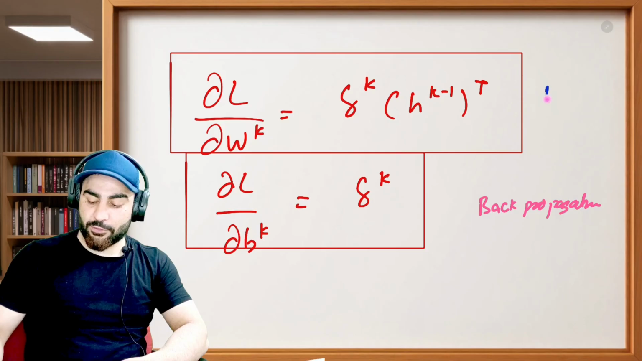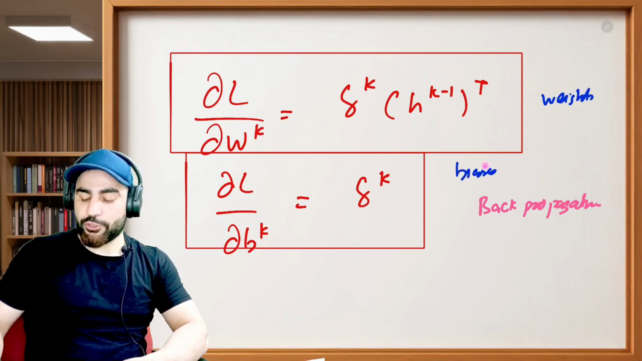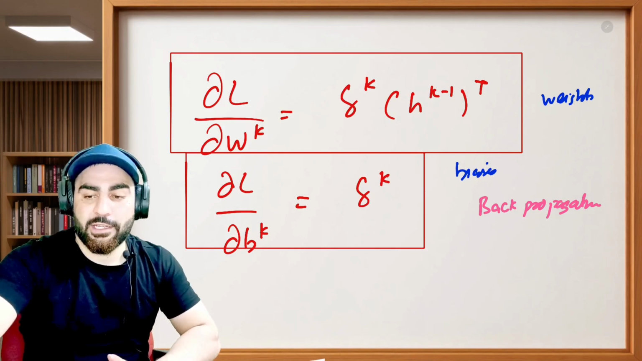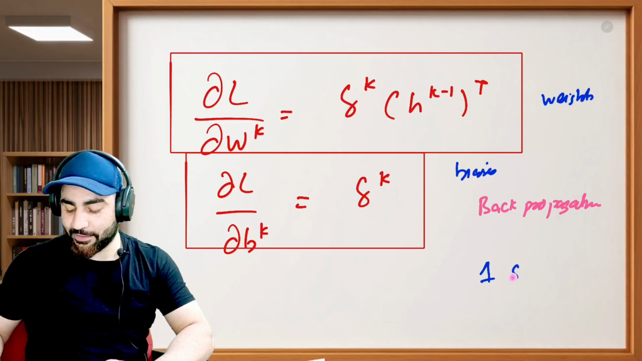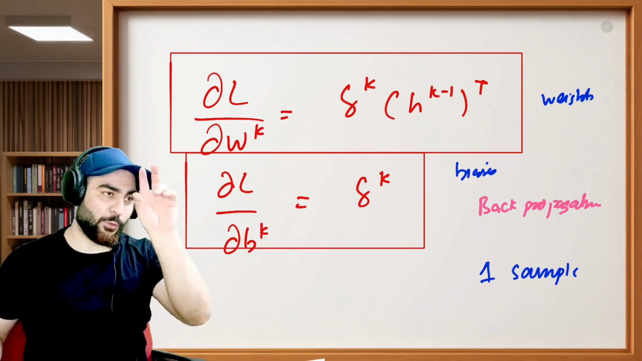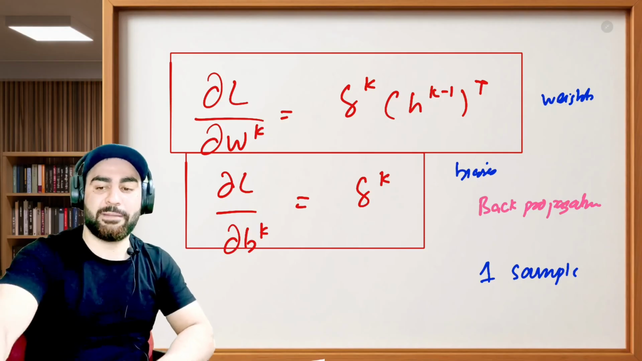This is with respect to weights, and this is for biases. So now you should be able to do backpropagation by hand. Usually, what we do is, this is done for one sample. You have one sample, and you do these things. After that, we'll go to mini batch.